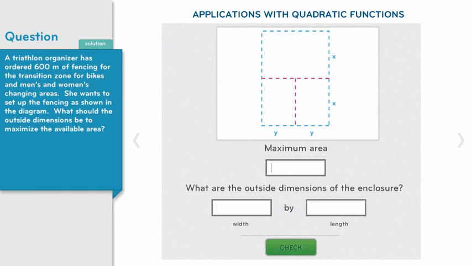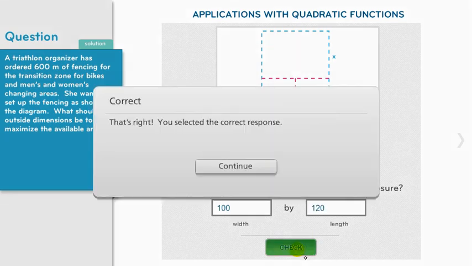Finally, let's check our solutions. We have a maximum area of 12,000 meters squared and dimensions of 100 meters by 120 meters. And we are correct.